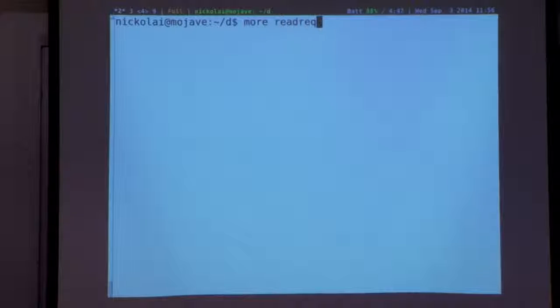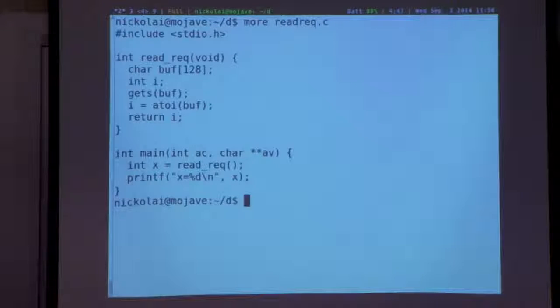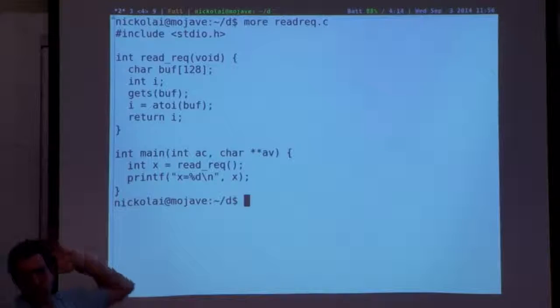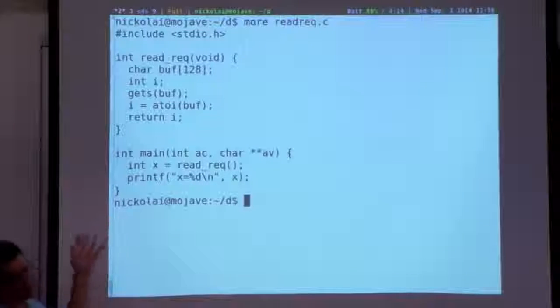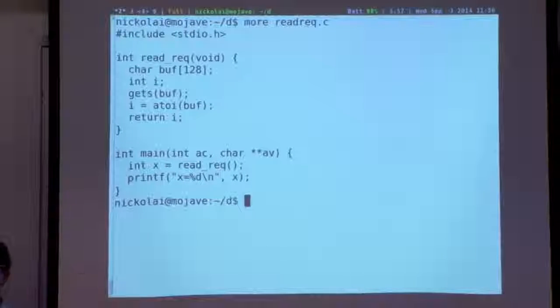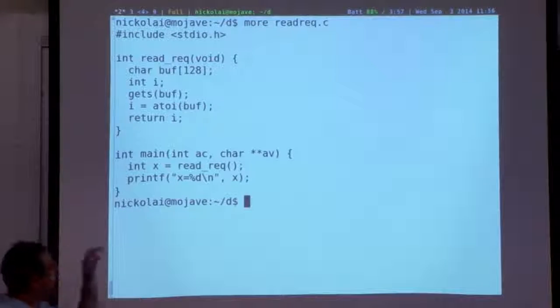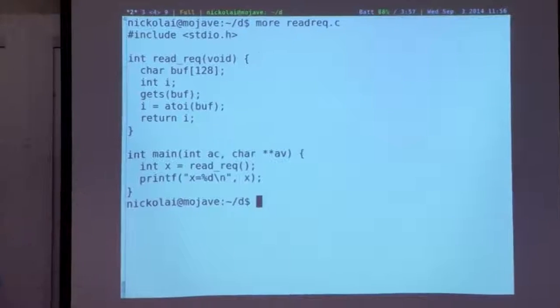So here's the sort of program I want to use as an example. This program is just going to read a request. You can imagine it's going to read a request from the network, but for the purposes of this example, it's just going to read a request from whatever I'm typing in on the keyboard. And it's going to store it in a buffer here.